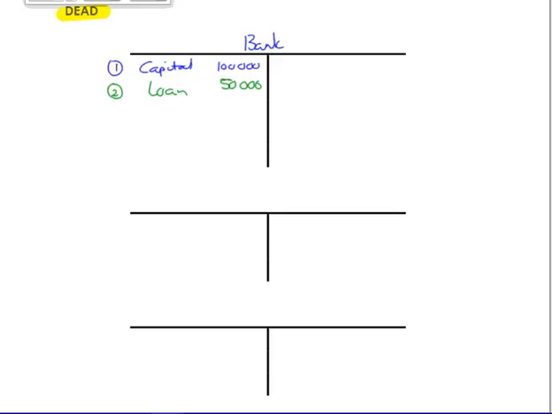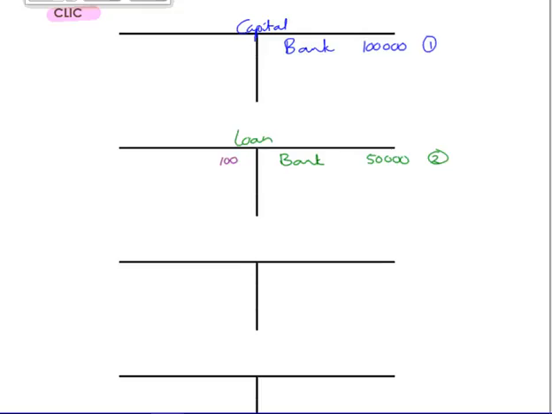What if I pay some of that loan back? It'll be bank and loan again, do you agree? And I'll credit the bank, let's say 1,000 Rand. And I'll write loan. And for every credit, I need a debit. It's not magic. In loan, I write bank.